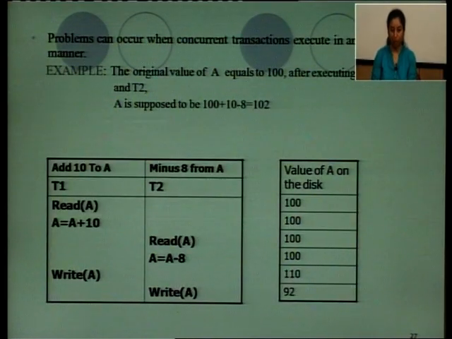This is an example. The problem can occur when concurrent transactions execute in an uncontrolled manner. For example, the original value of A is 100. After executing transactions T1 and T2, A is supposed to be 100 plus 10 minus 8, which is equal to 102. This is an example you can see in the table.